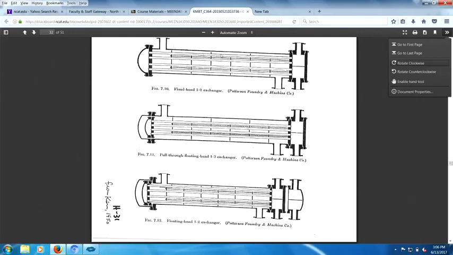This heat exchanger could work really well if there's not much heat transfer going on or not much temperature change. This one has a floating head. It allows for the tubes to expand in a different way than the shell. So everything's wonderful here.